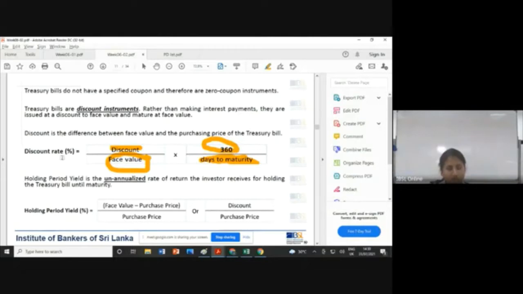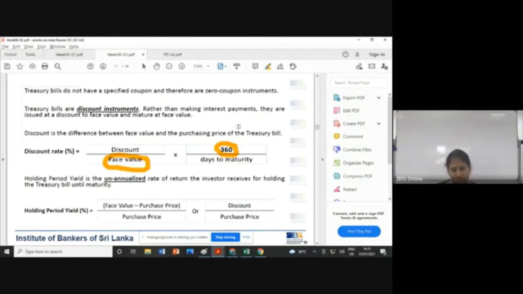So when it comes to a percentage, you're going to annualize it. And remember two things. Discount is always expressed as a percentage of face value. There is no change in that. And when it comes to annualizing, you use 360 days. 360 days is the yardstick that you use when it comes to the discount rate. Now, holding period yield.